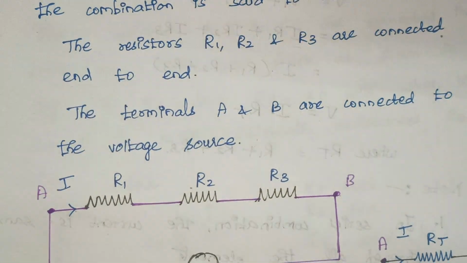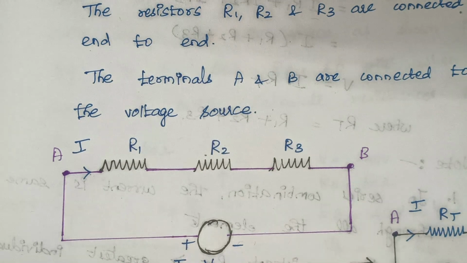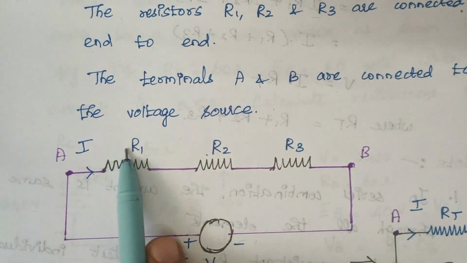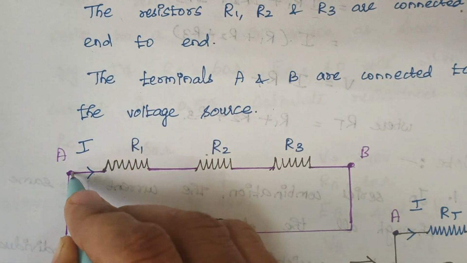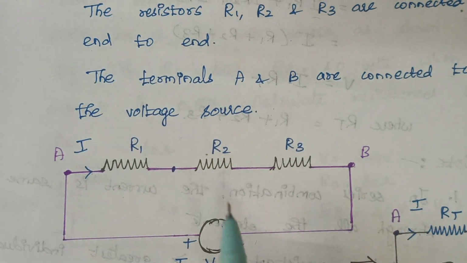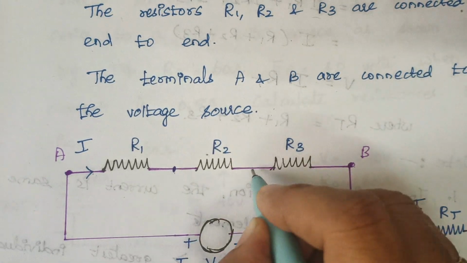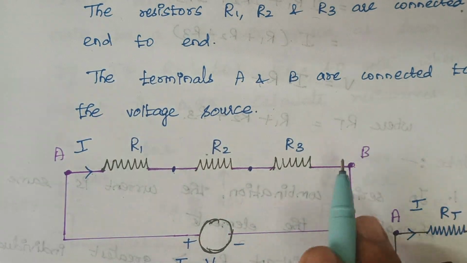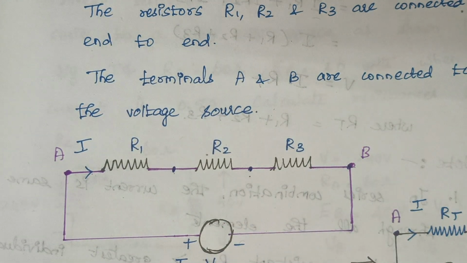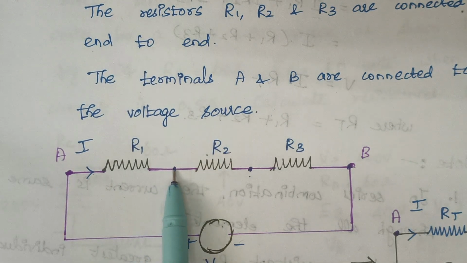So look at this circuit diagram. Here, end to end connection. What is meant by end to end connection? Consider this resistor R1. Its two terminals are: this is one terminal and this is another terminal. Similarly for R2, this is one terminal and this is the second terminal. For R3, this is the first terminal and this forms the second terminal. To put it simply, the ending point of one resistor becomes the starting point of another resistor.